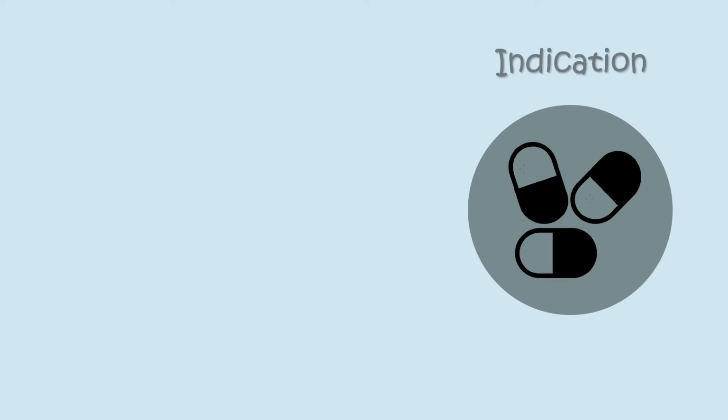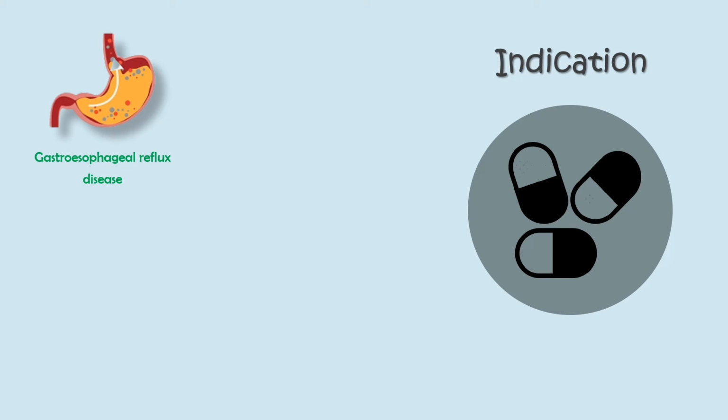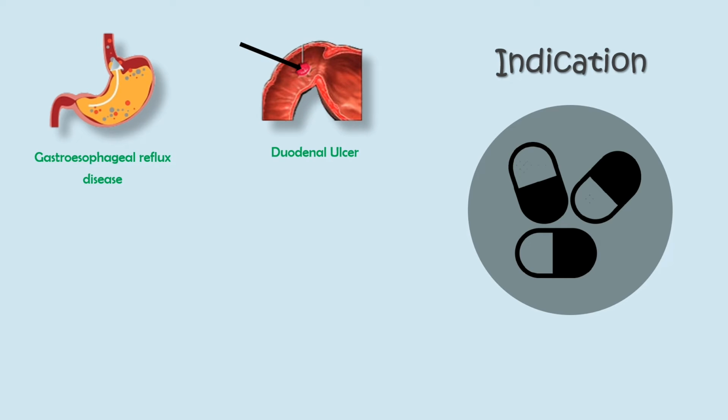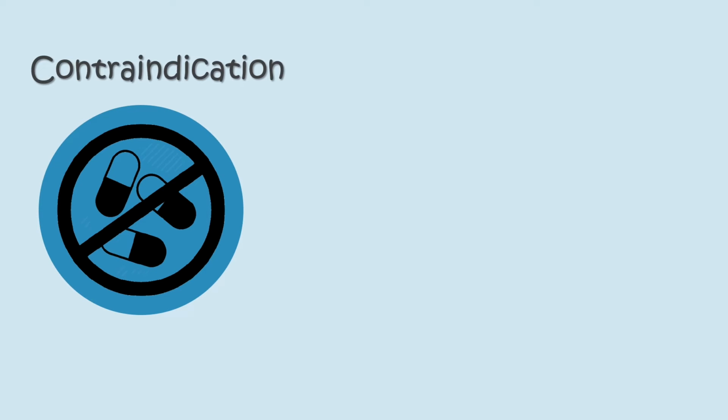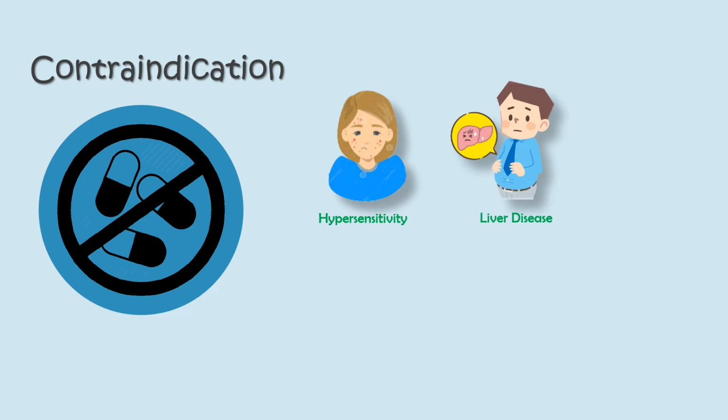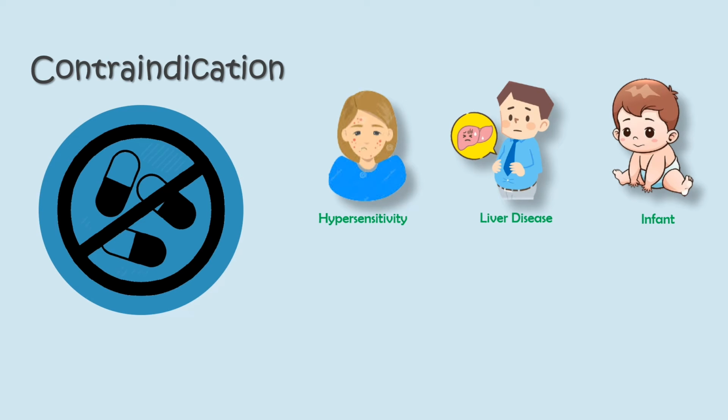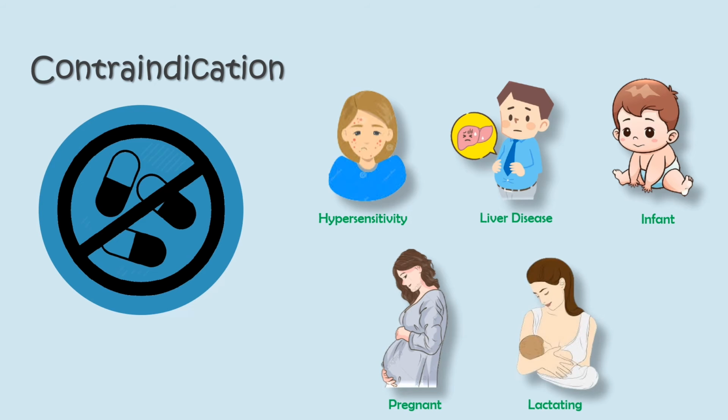I am indicated for patients with gastroesophageal reflux disease or the maintenance of healing duodenal ulcers. I am also indicated for short-term treatment of active benign gastric ulcer and for the reduction of risk of GI bleeding in critically ill patients. I am contraindicated to patients with hypersensitivity, liver disease, and to infants. I must also be used cautiously to pregnant and lactating women.